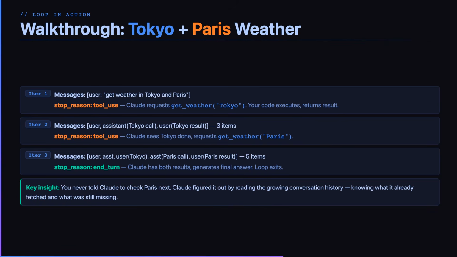The key insight: you never explicitly told Claude to check Paris next. Claude figured that out itself by reading the growing conversation history, knowing what it already fetched and what was still missing. That's model-driven agency in action.